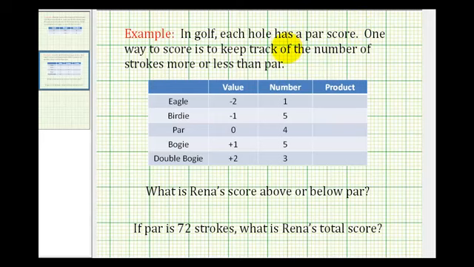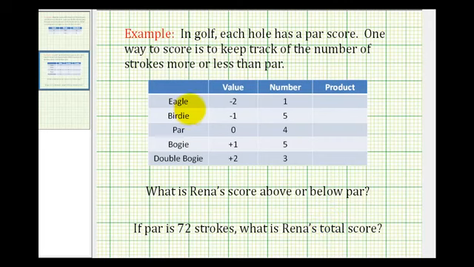In golf, each hole has a par score, and the par score can be 3, 4, or 5 based upon the hole. One way to score in golf is to keep track of the number of strokes more or less than par. So this table represents how Rena kept track of her score.